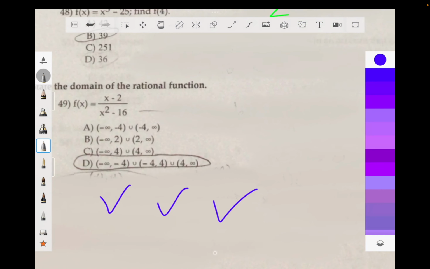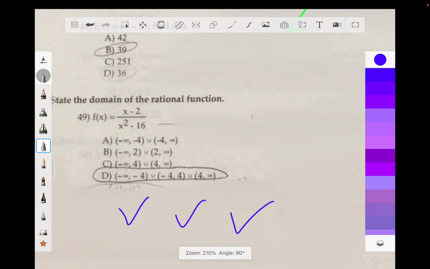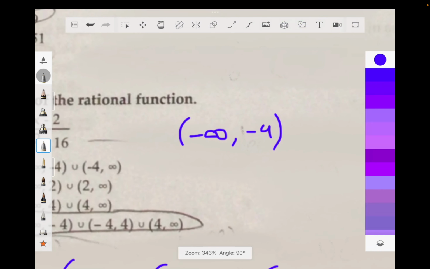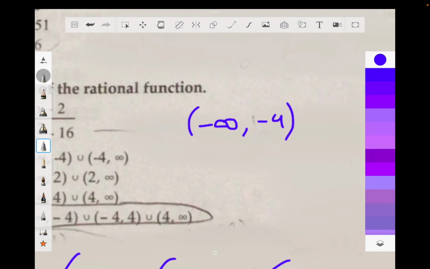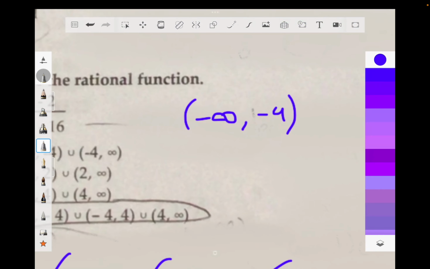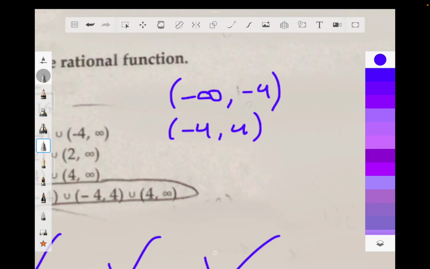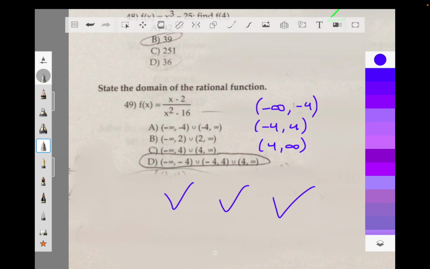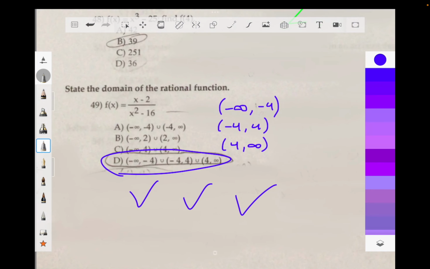So then we could write our domain for that. Anything below negative 4 is fine, and it can't be negative 4, so we're using a parenthesis. That's good. Anything in between negative 4 and 4 is fine. So negative 4, comma, 4. And anything higher than 4 is fine as well. So 4 to positive infinity. And then you would use the union signs because they mean and.